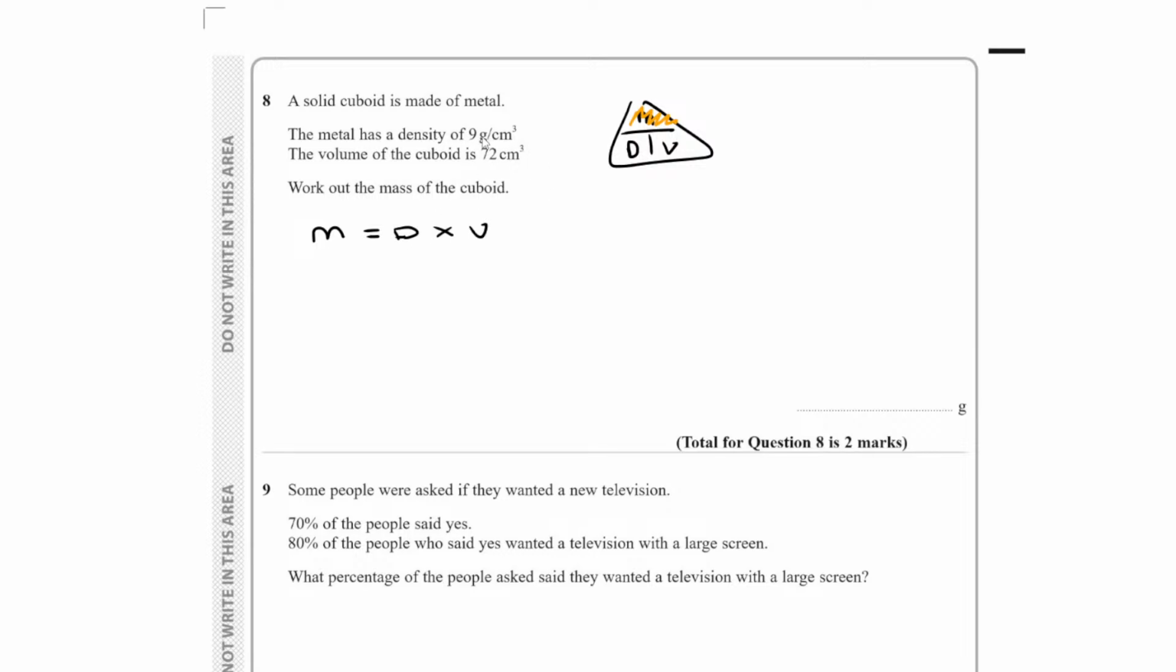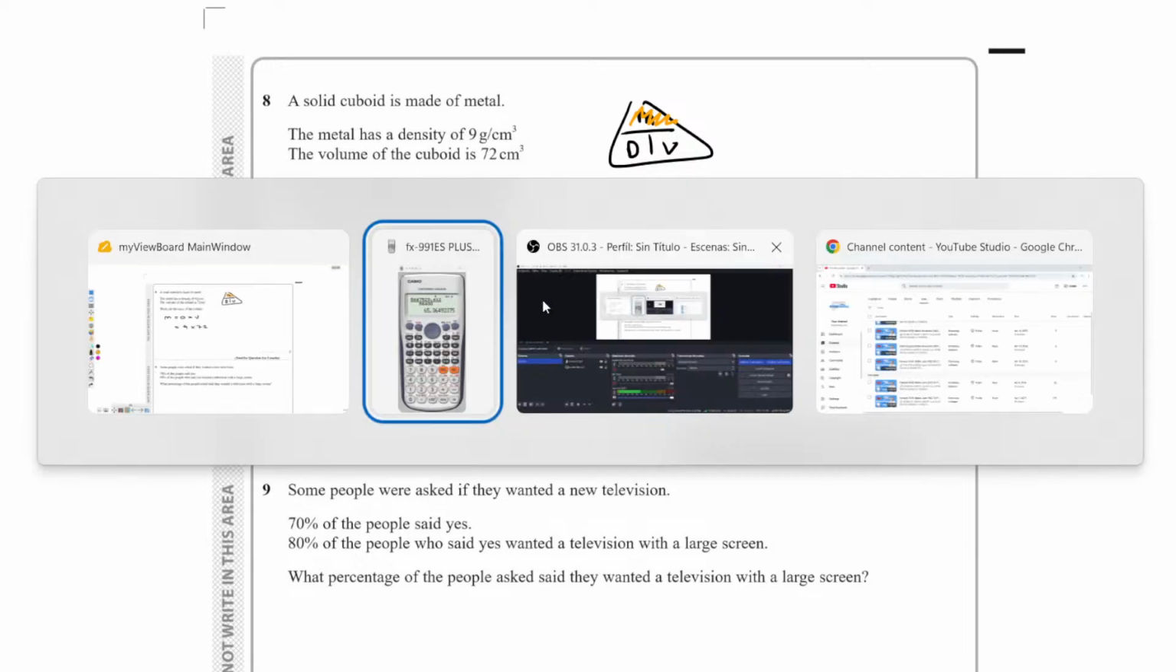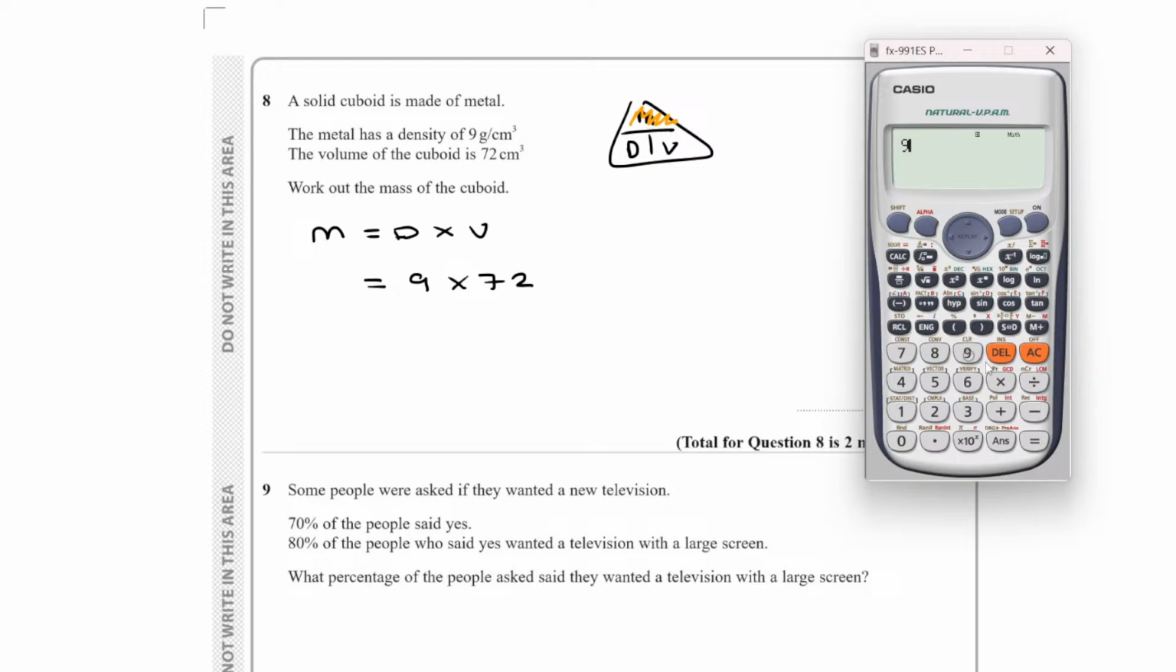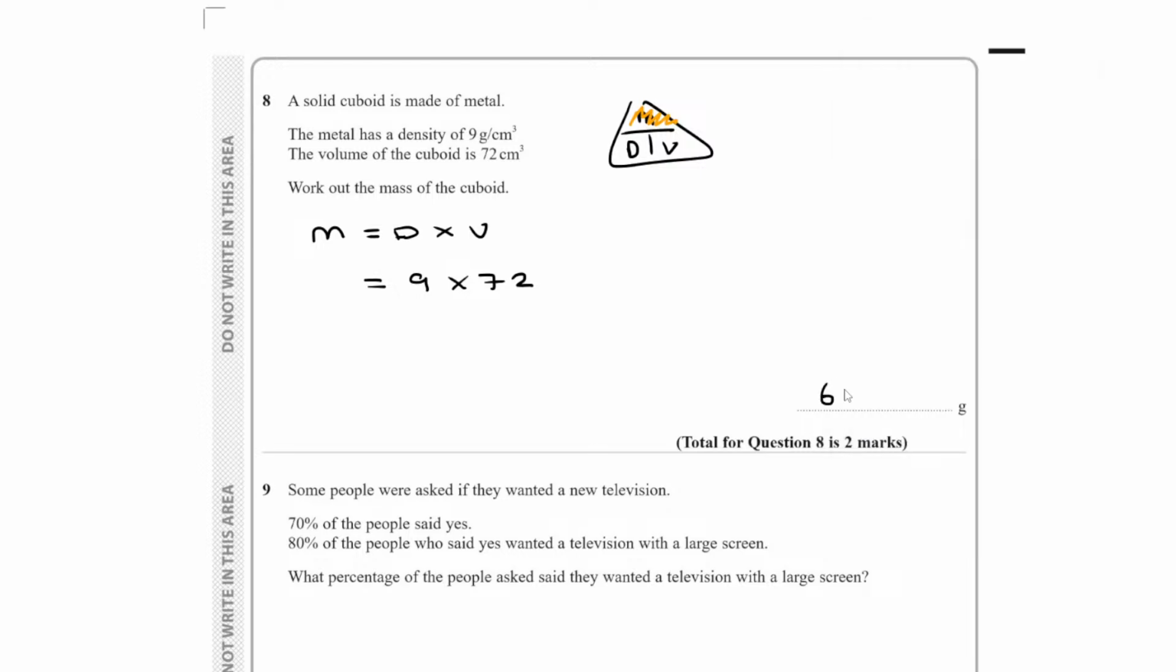Now, before you do anything, just double check that the units do match. In this case, they've got density as grams per centimetre cubed, and the volume is centimetres cubed. Just make sure those match, otherwise you'd have to convert. In this case, they match. It's only 2 marks. It's quite straightforward. I literally just have to multiply 9 times 72. So calculator, 9 times 72, 648. That's your answer. It's literally as straightforward as that, as long as you don't have to change any units to make them the same.